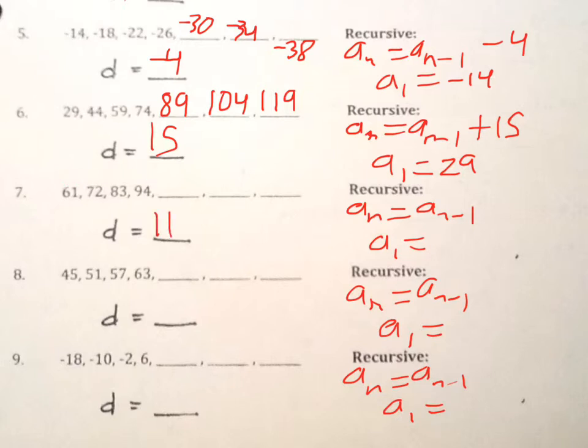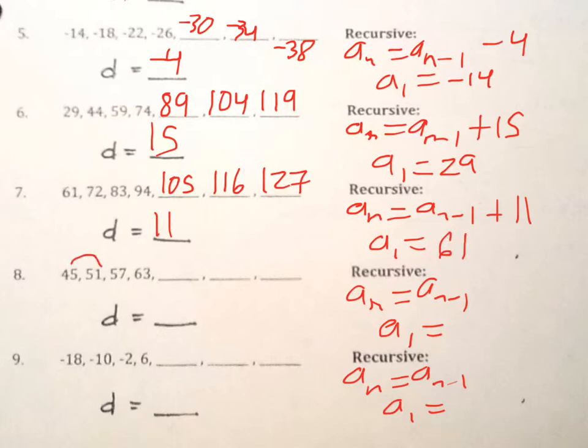The next one is getting a pattern of adding 11. So my common difference is going to be 11. If you add 11 to 94, you'll get 105. Add 11, you'll get 116. Add 11, you'll get 127. So every term is the previous term plus 11. And we're going to start our sequence at 61.